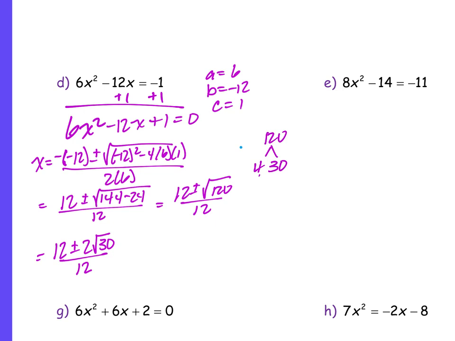Now I can simplify this because 2, 12, and 12 can all be divided by 2. So 6 plus or minus root 30 divided by 6. Why did you get rid of the 2? Where did the 2 go? They're all divisible by what? 2. So 12 divided by 2 is 6. 2 divided by 2 is 1. And 12 divided by 2 is 6. I just simplified by 2. Are you okay with that?